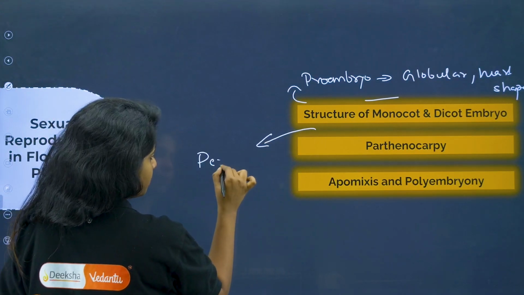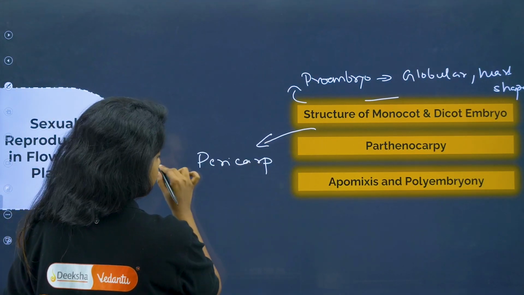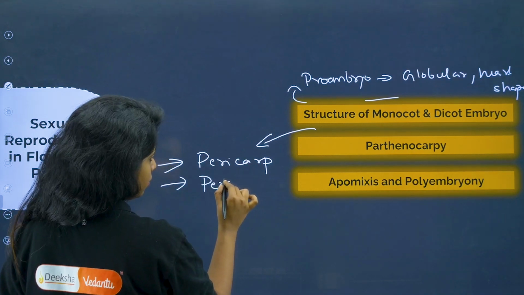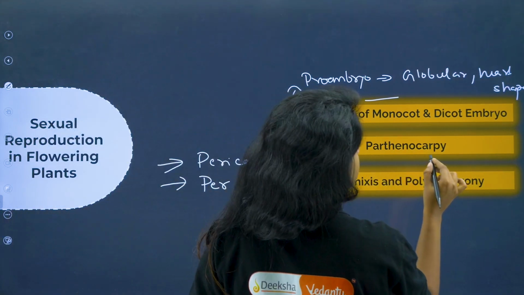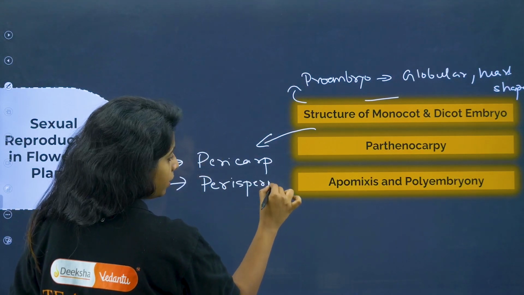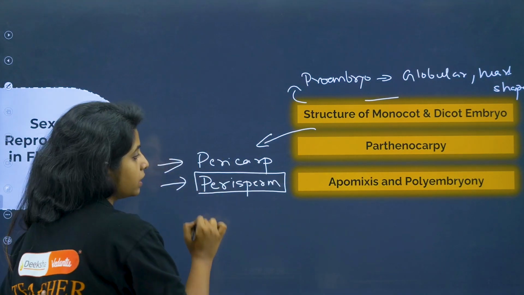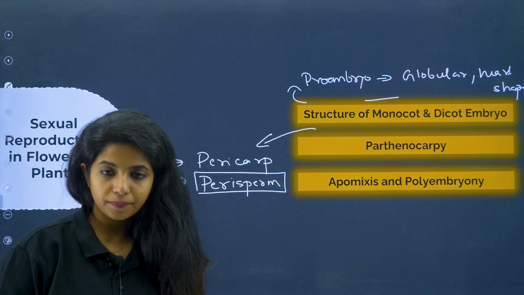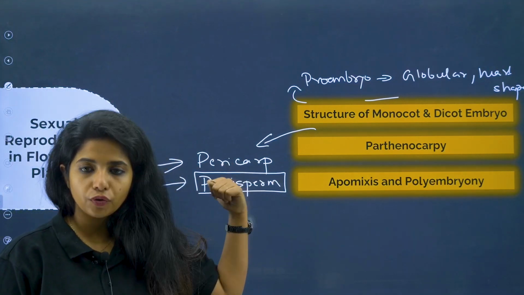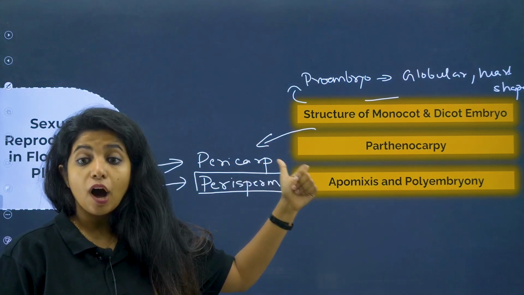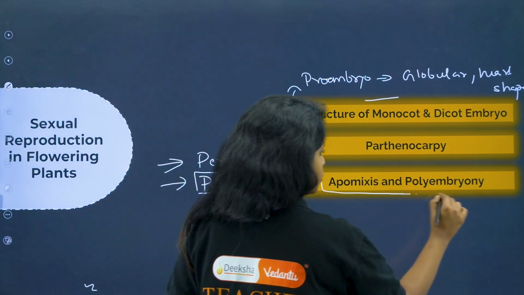Pericarp is the outer covering of the ovary, and perisperm is the remnant nucellus which is present, which provides nourishment. All these examples you should be knowing, examples and the definitions for all of this. Parthenocarpy, where do you find parthenocarpy and things like that. Apomixis, again something very important, asked most of the times.